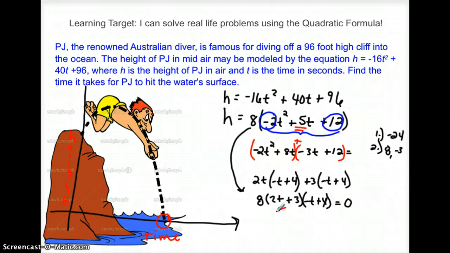If I took this group equal to 0, I would get a t value of negative 3/2. Try it out, see if you get the same thing. If I set this group equal to 0, I'd subtract 4 and then divide by negative 1, and I'd get a t value of positive 4. Now, you cannot have negative time. That doesn't make sense, so that number is out. What this means is it takes him 4 seconds to hit the water.